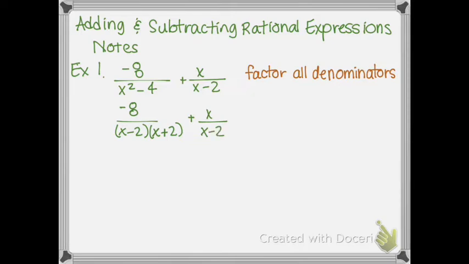As you know, when you add or subtract fractions, you need to get a common denominator. So to get a common denominator, we're going to multiply by the missing factor. If you compare these denominators, you can see that the first denominator has 2 factors, and the second denominator only has 1 factor. So that second denominator is missing a factor of x plus 2. So we're going to multiply by any missing factors in the denominator. Now to show that this is all multiplication, make sure you put parentheses around that x minus 2.